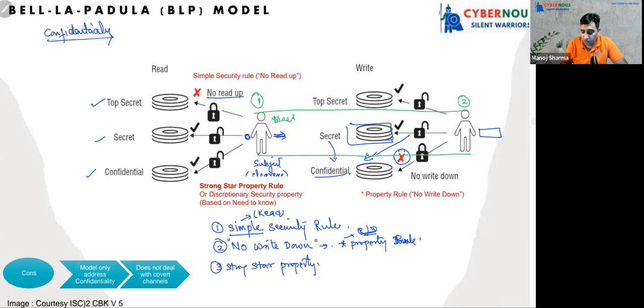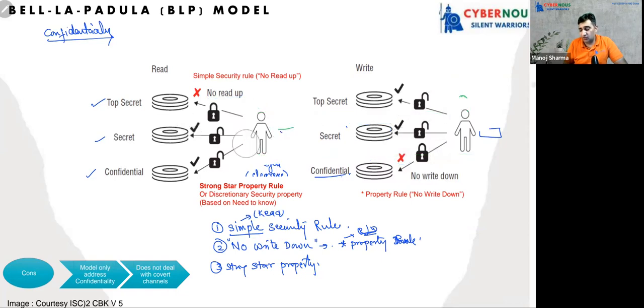If there is a need to know for this person for a particular folder on this level, he can have access to that. But if the valid need to know is not there, then this person, even if he is on the same level, should not be able to access the information. So that is your Bell-LaPadula model.